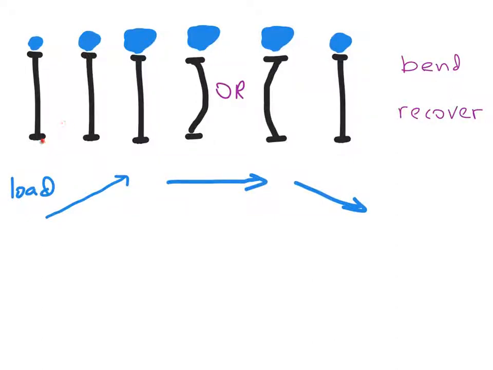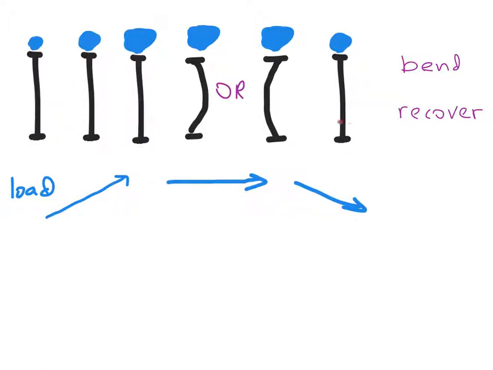I want to provide a schematic to help you think about a pitchfork bifurcation. So in this schematic, my parameter is the load. The load is going to start small, it's going to get bigger, and then I'm actually going to decrease it again. And the state of my system is going to be what's going on with this beam.